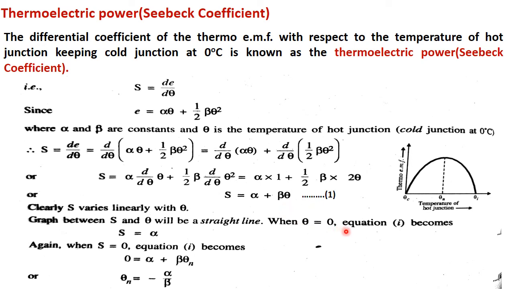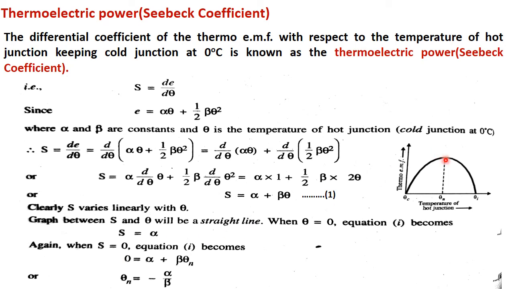When θ is equal to 0, equation number 1 becomes S = α. See here, when temperature θ is equal to 0, S is equal to α. Again, when S is equal to 0, this equation number 1 becomes 0 = α + βθn, where θn is the neutral temperature. You know what S is: it is the rate of change of EMF with respect to temperature. Why is it taken as 0?